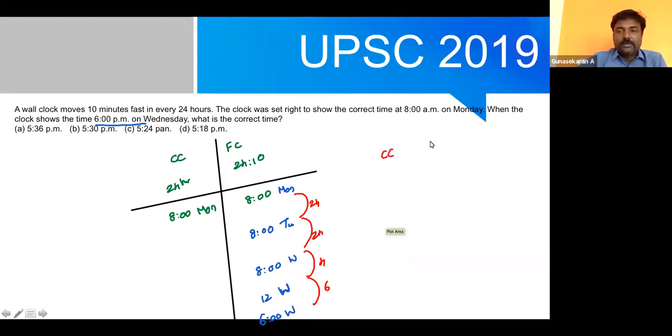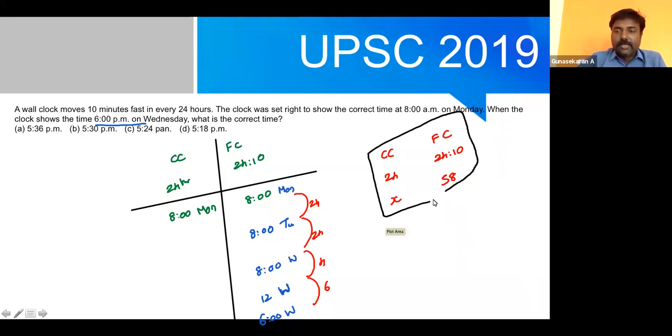So this is the reference. 24 hours, 24:10, 58 hours, X. Find the answer. That's a UPSC question. So now, see the units. It is in hours. This is in hours and minutes. So 24:10, in what way do you have to convert?